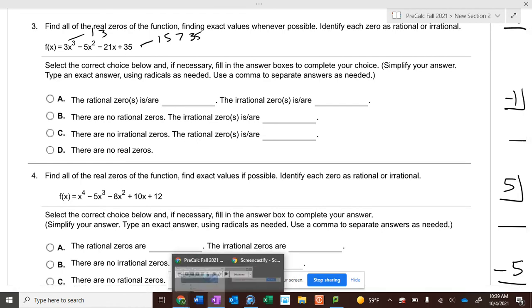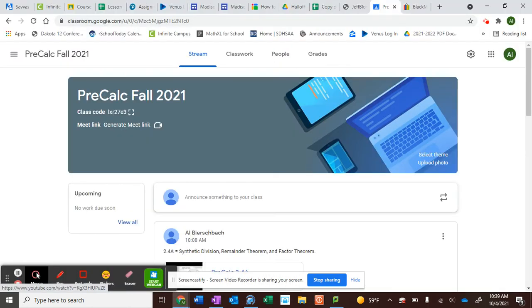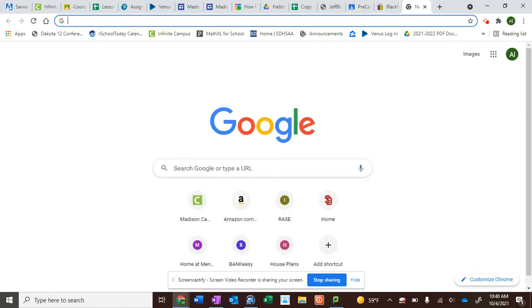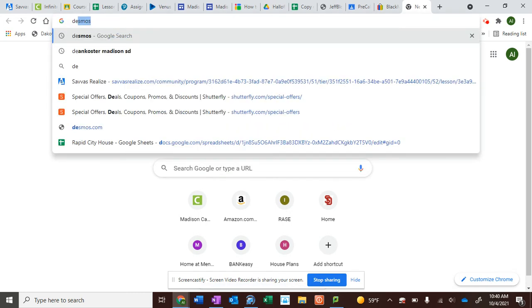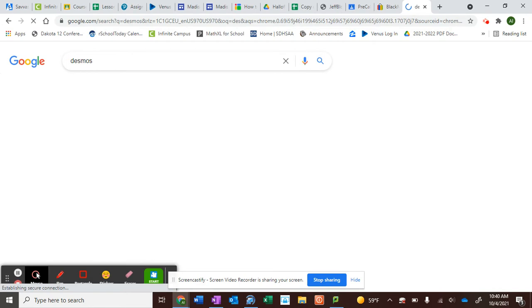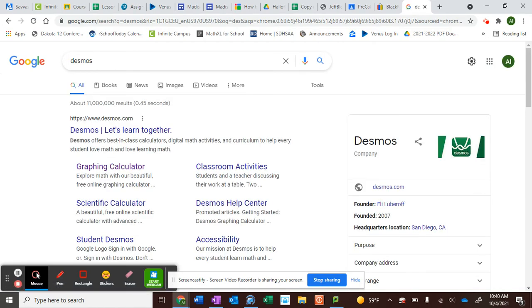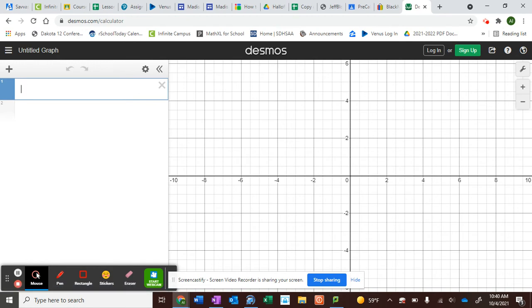So what I'm going to do is cheat. How do we cheat? Well, I'm going to graph it. That's how I'm going to cheat. So it is x cubed, right? Or is it 3x cubed? 3x cubed, right? Sure.